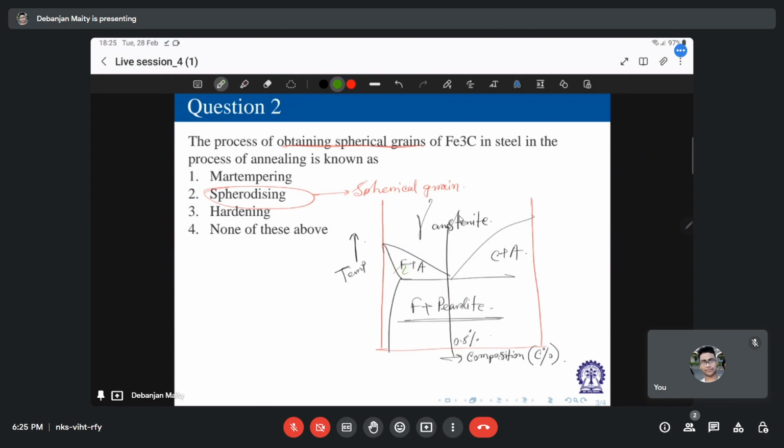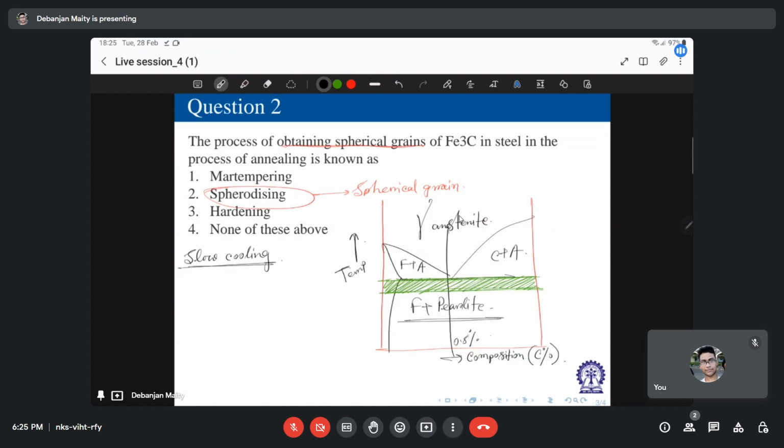This is the temperature range where you should heat up your material, up to the lower critical temperature. So basically you are heating the steel just above or slightly below this lower critical temperature for a prolonged time, followed by slow cooling. So during annealing, always do slow cooling.